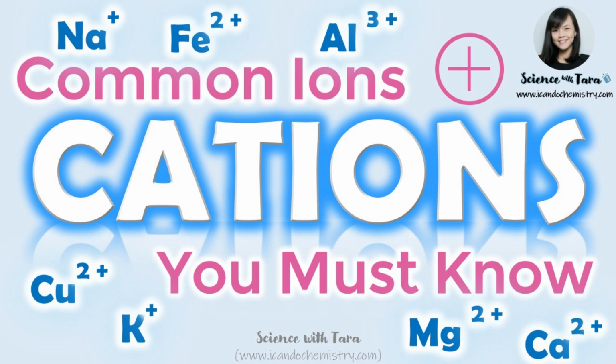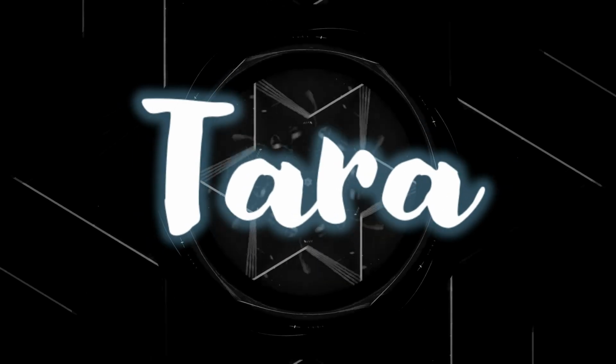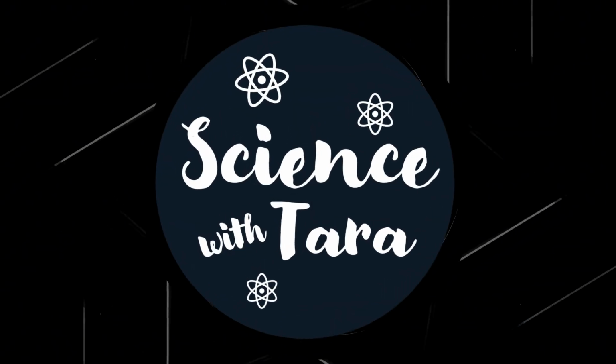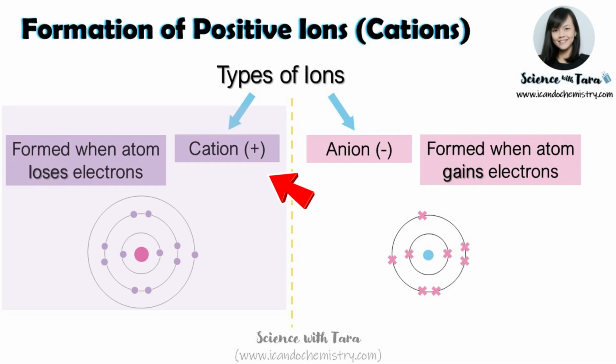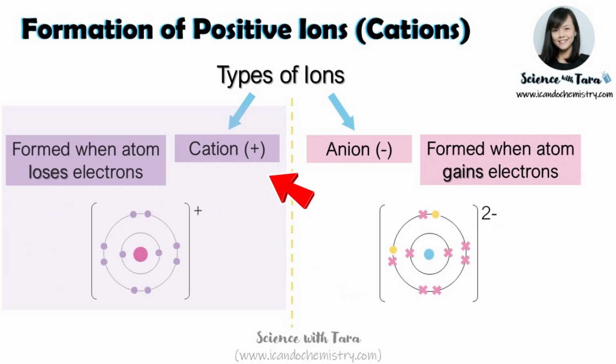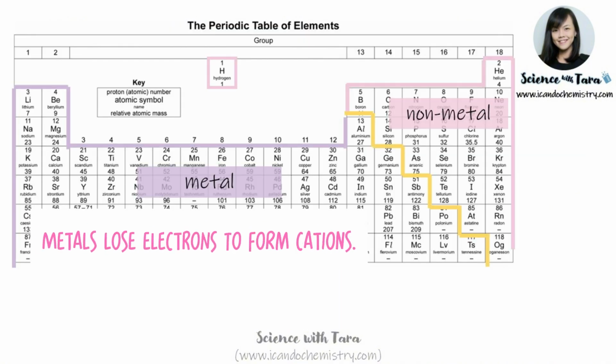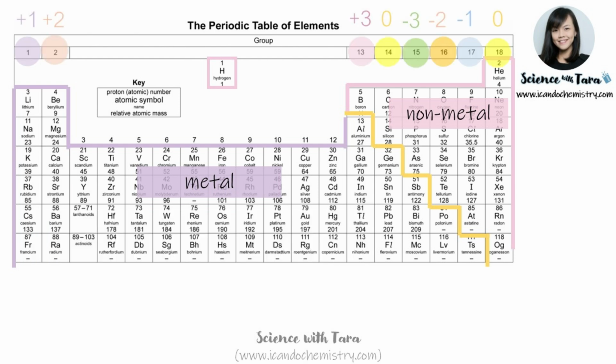In this video, we will focus on common positive ions, also known as cations. Positive ions are called cations. They are formed when atoms lose electrons. In general, metals tend to lose electrons and form cations. The charge of the ion is related to the group number of the element in the periodic table.